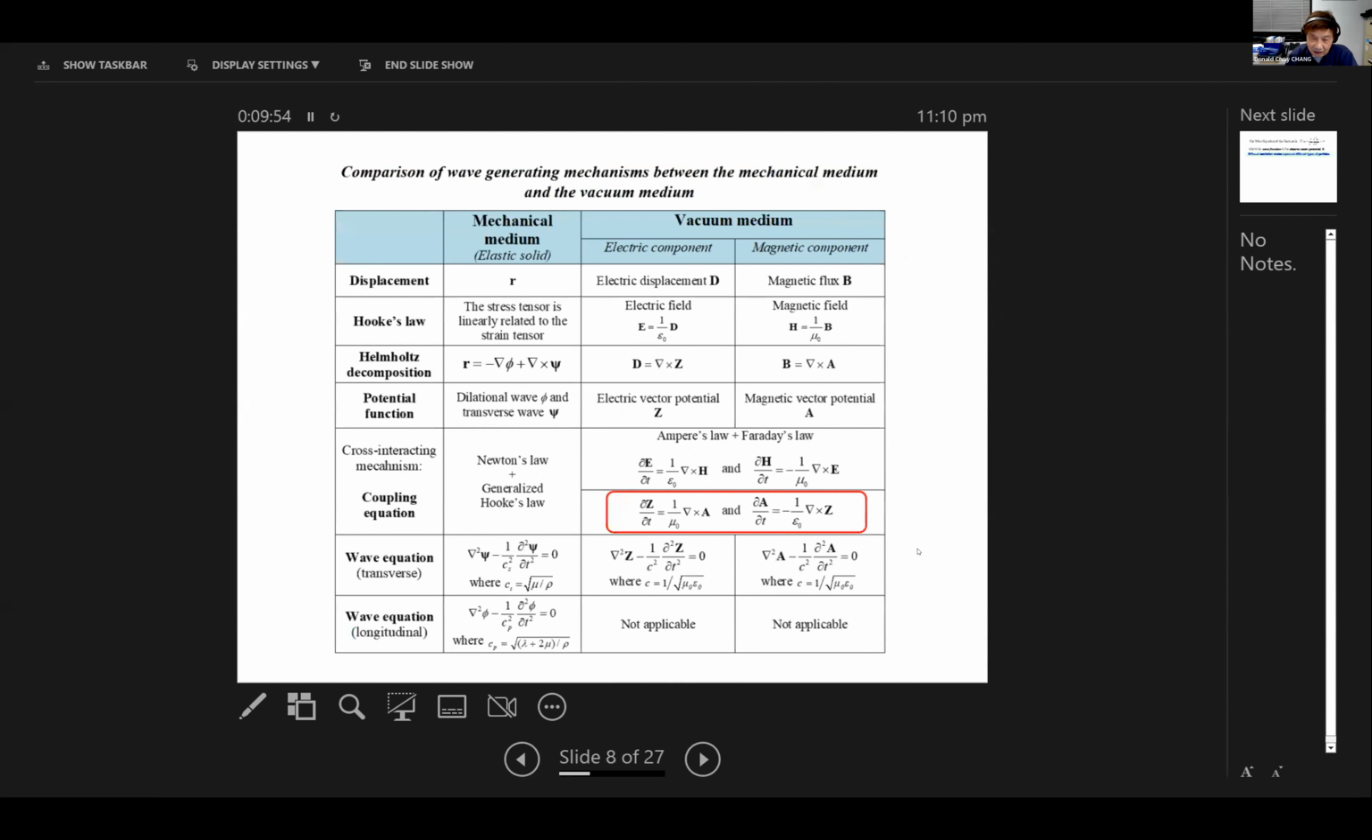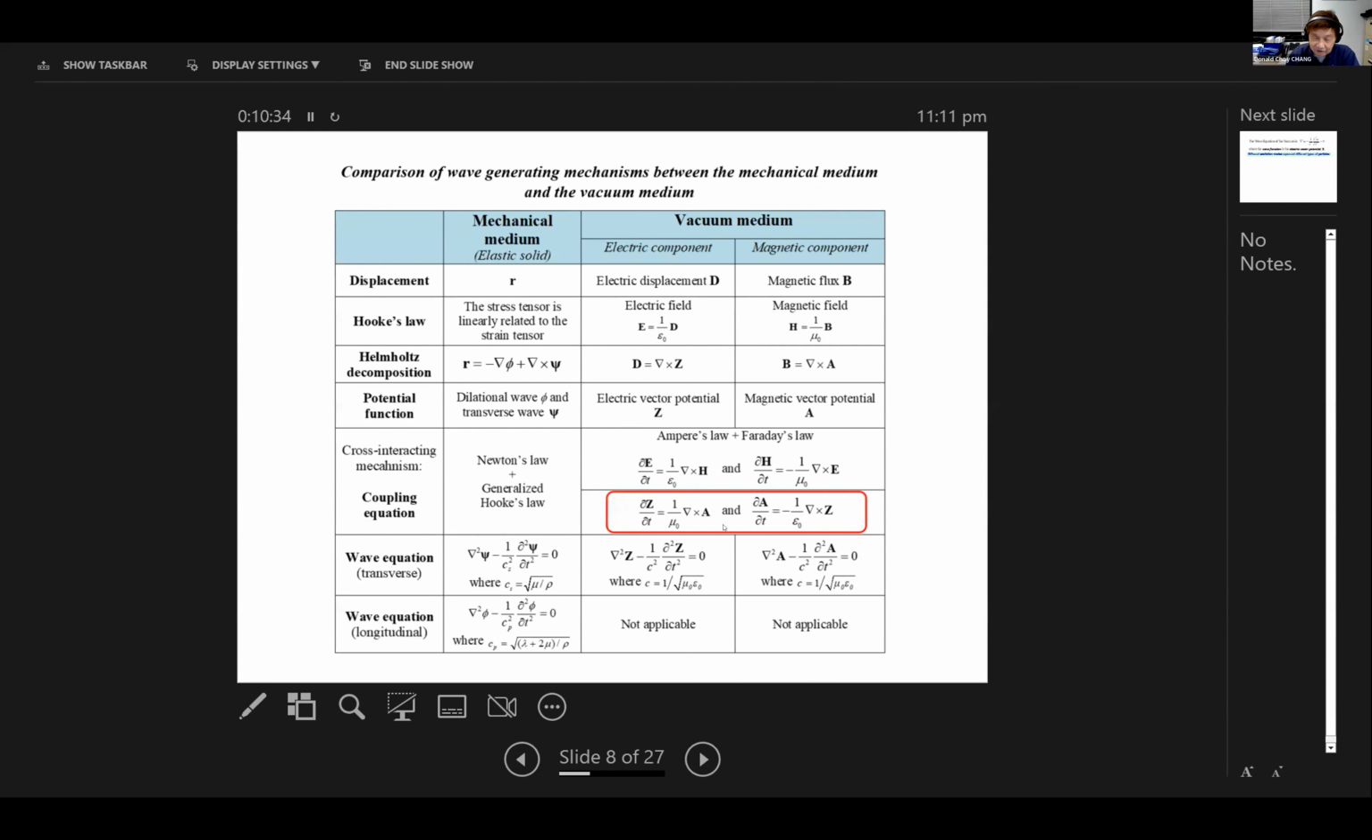This can also give us some insight by comparing the mechanical wave medium and the vacuum wave medium. In the mechanical wave medium, the displacement is like a local dislocation of an elastic solid, and we can generate the wave because of two things: one is Newton's law, and the other is Hooke's law. In the case of the vacuum, it is not Newton's law and Hooke's law. Instead, it is basically Ampere's law and Faraday's law.